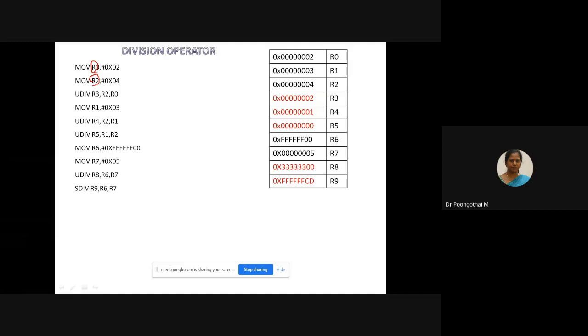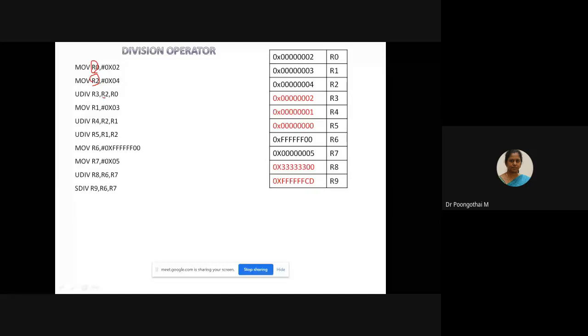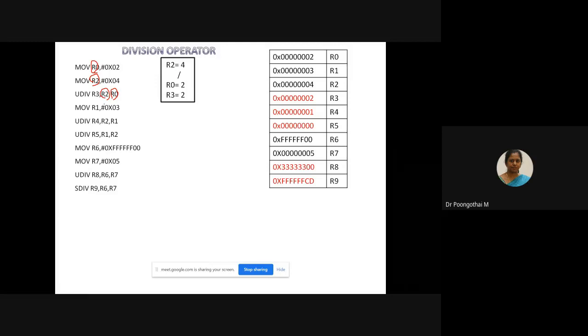Okay. So this instruction divides the R2 register content by the R0 register content. That is 4 divided by 2, your answer will be 2. After the division, your R3 holds 2. However, we need to remember that these operations are integer divisions, which means any remainder from the division is simply discarded. We can store only the quotient value.